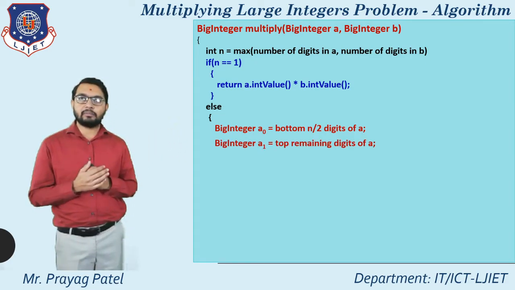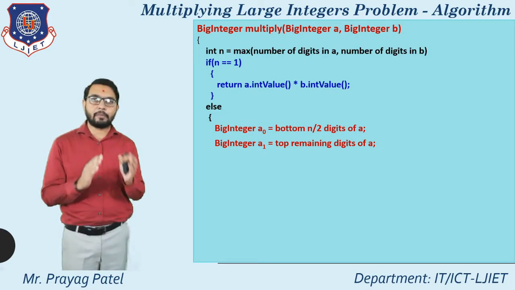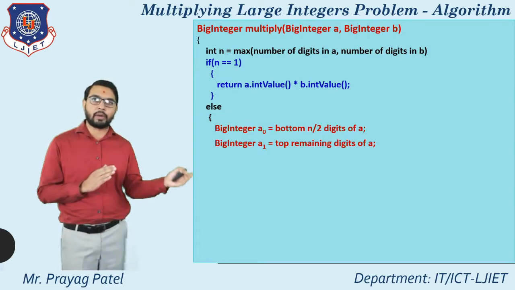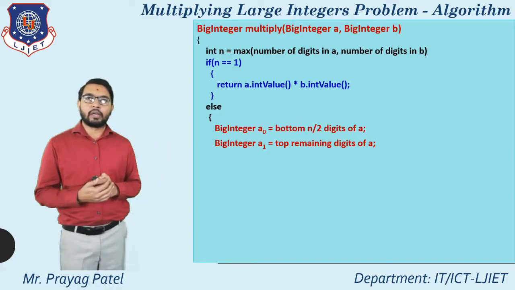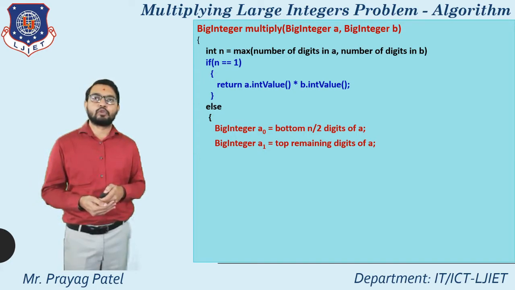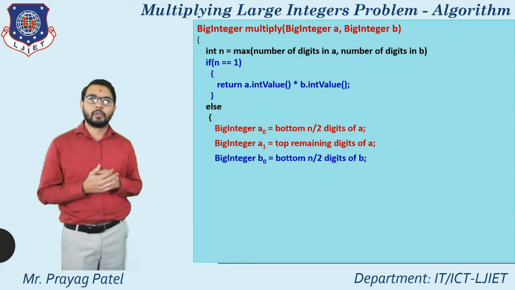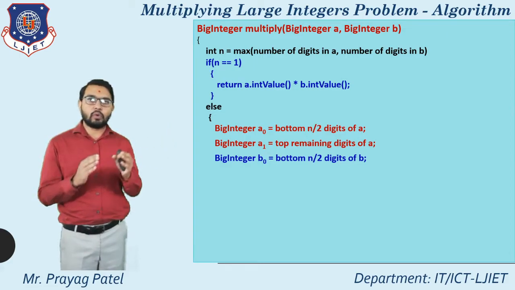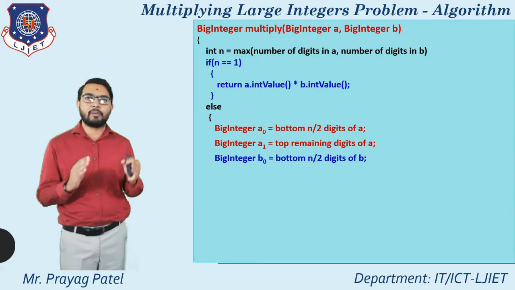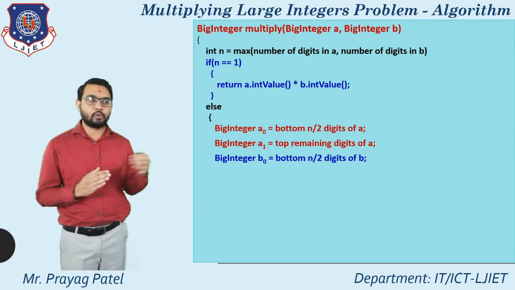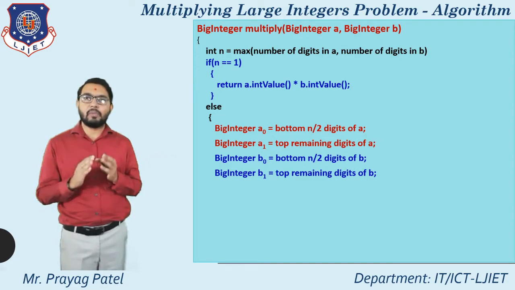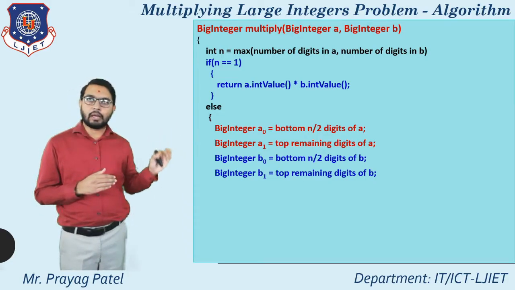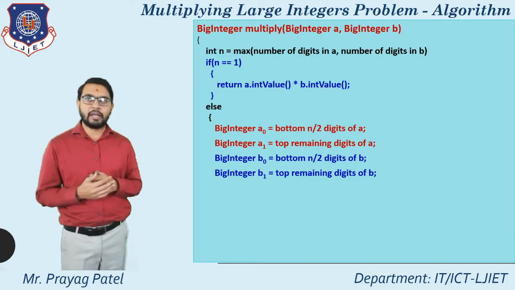Now what is a1? a1 is the top remaining digits of a: the bottom n by 2 digits as a0 and the top n by 2 digits as a1. Now what are b0 and b1? Big integer b0 equal to bottom n by 2 digits of number b, so the last n by 2 digits of number b. Then big integer b1 means the top remaining digits of number b. So b0, b1, a0 and a1 are now defined.